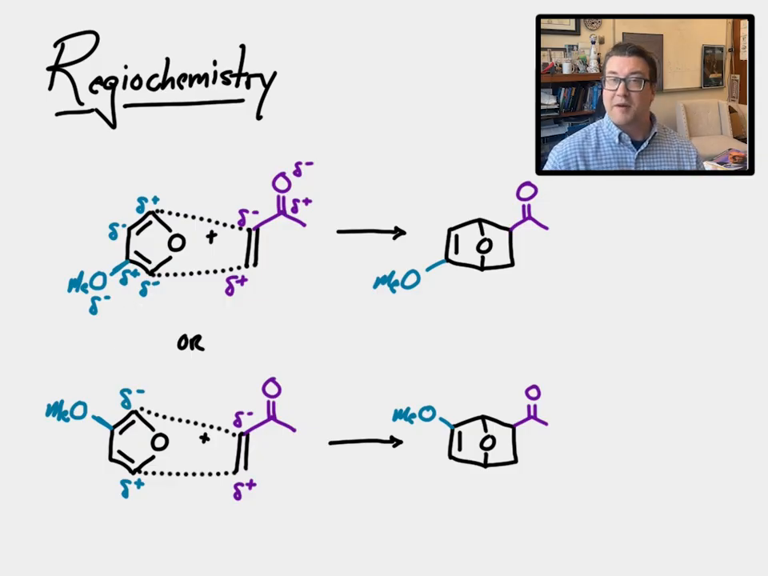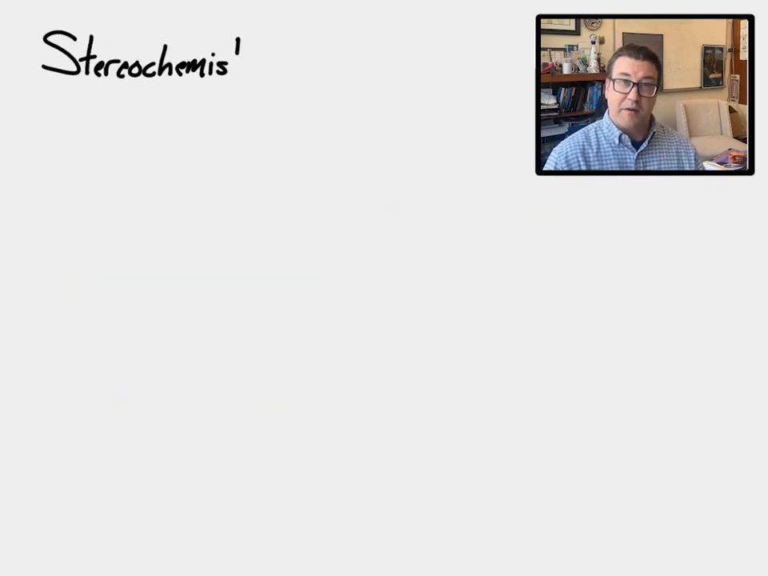And of course, negatives and positives interact better than trying to push two negative ends of a magnet together. So this is the more favorable interaction, where you have negative and positive, as opposed to negative and negative. So this is the regiochemical outcome that you would predict for this process. Let's now look at the stereochemical outcome.